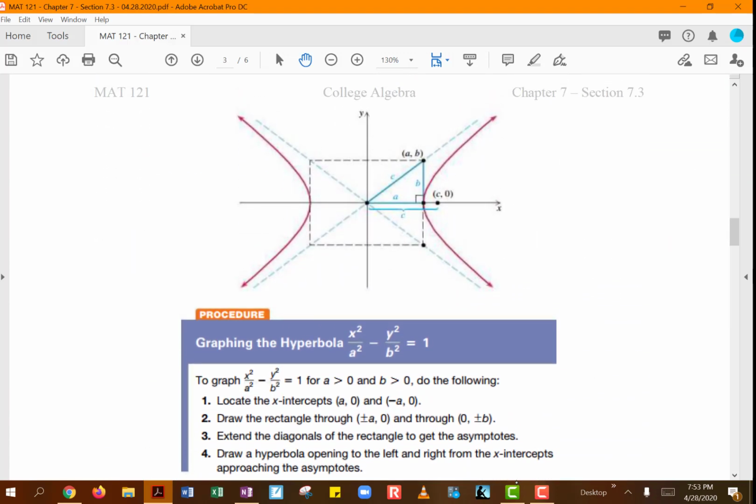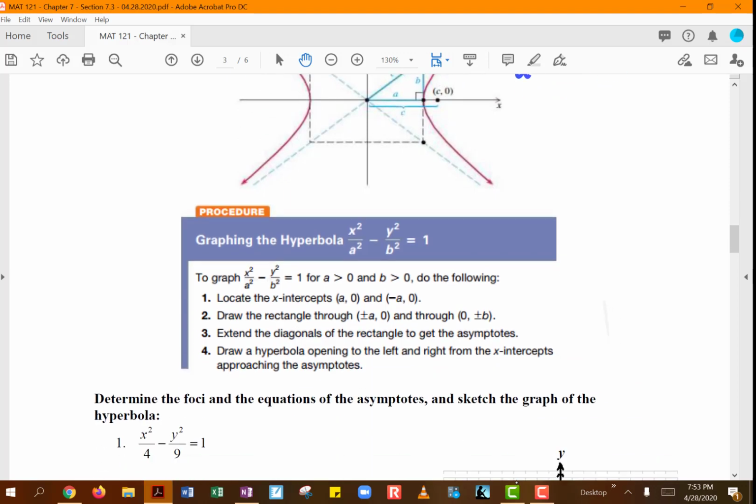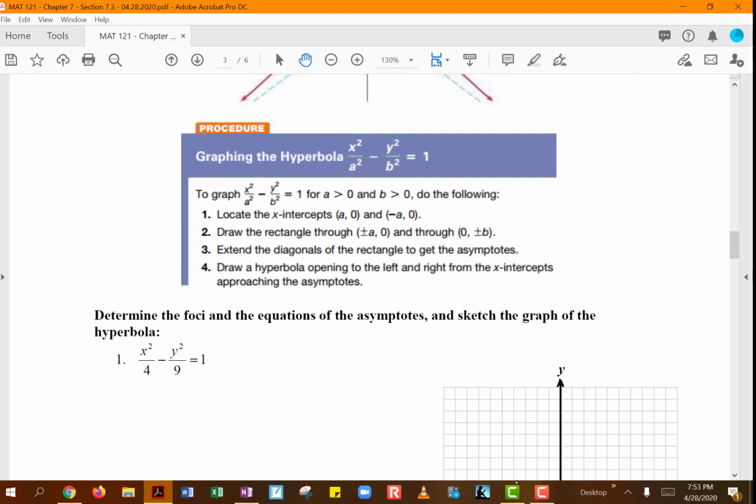Alrighty, and this one here is just showing you an illustration so that you can see the relationship between your a, b, and c values. So that's where our idea of a squared plus b squared equals c squared is coming from, just using the Pythagorean theorem. Okay, so these are the steps involved in graphing our hyperbola, and this is for our hyperbola that is opening left and right. Okay.